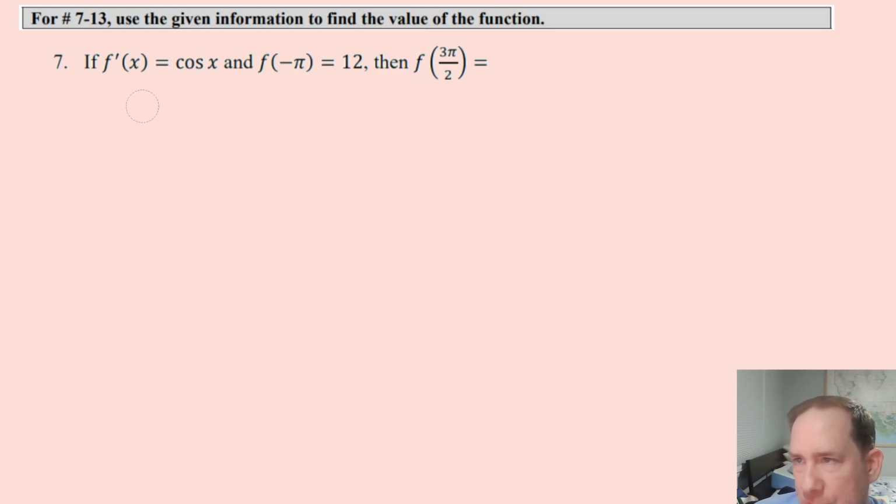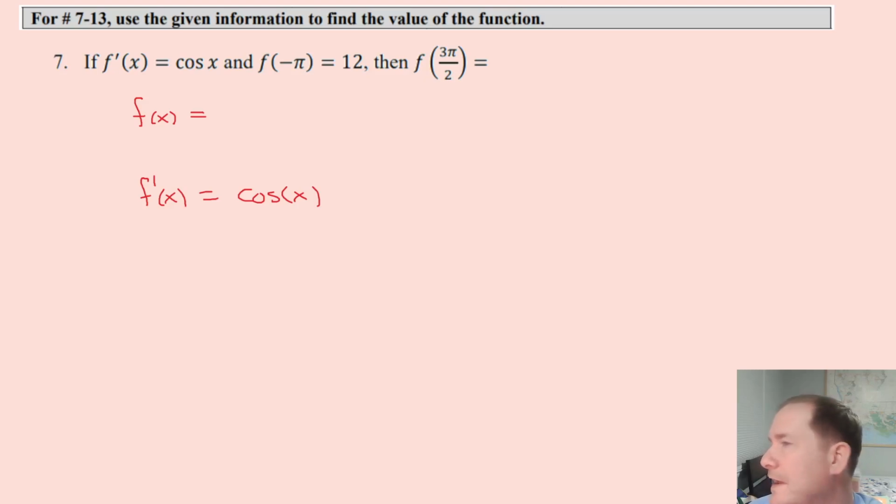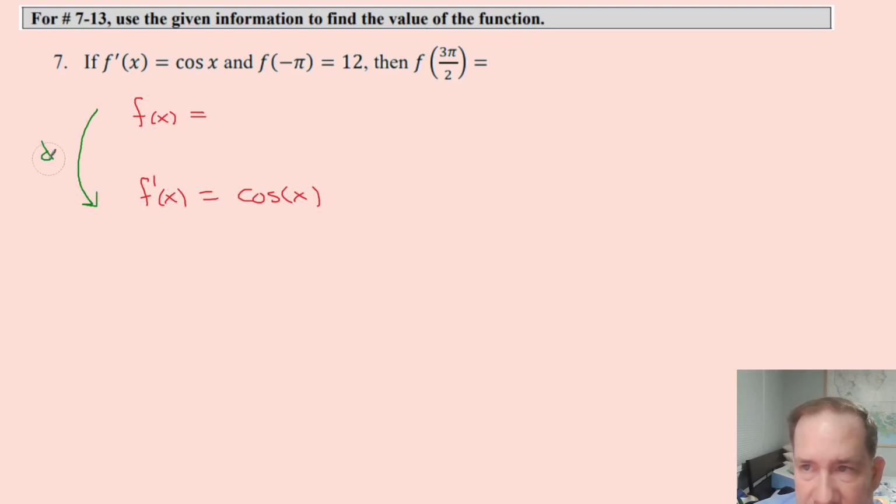All right, so again, what's the deal? We've got some function f of x that we don't know a thing about, but we do know that if you were to do the derivative of f of x, you would get cosine. So if I did the derivative of f, I'd get f prime. That would seem to me then that the operation that gets me from f prime back to f would be integration, the antiderivative. So what's the antiderivative of cosine?